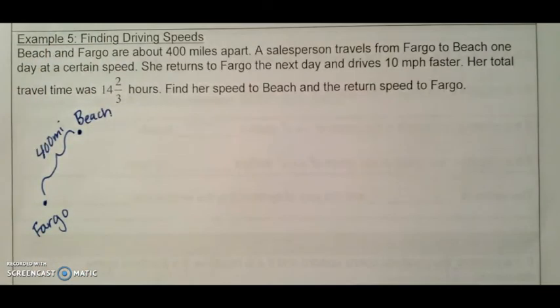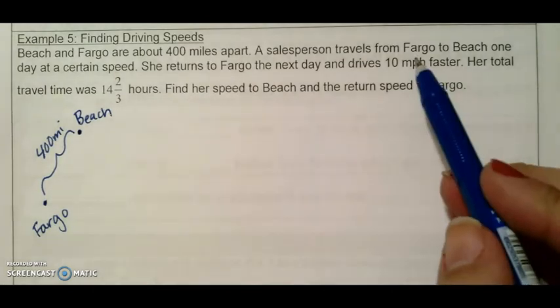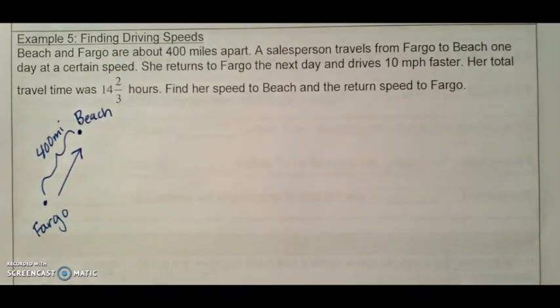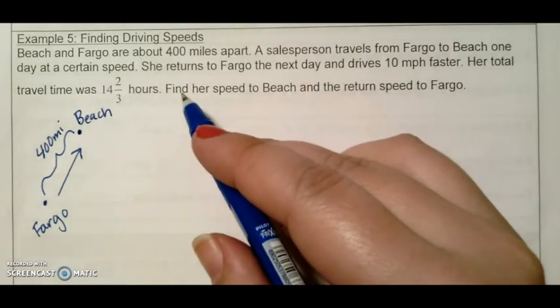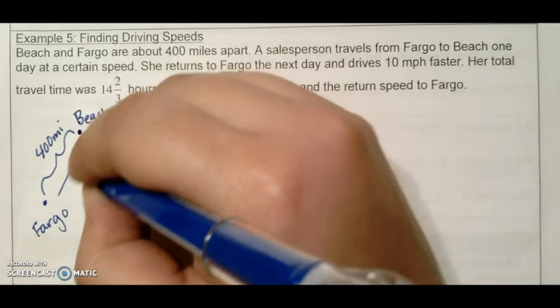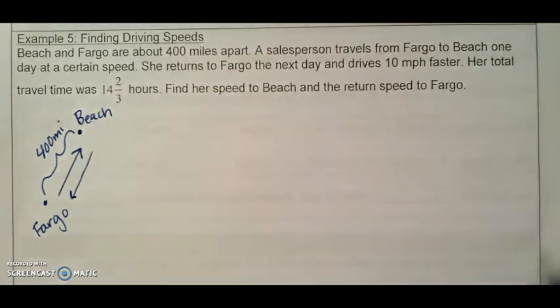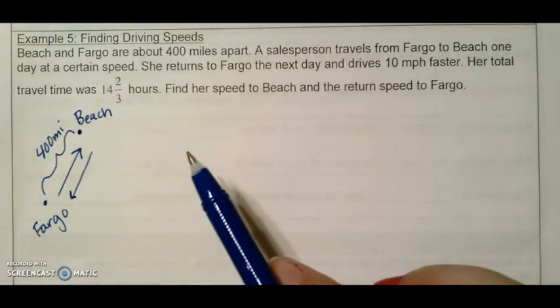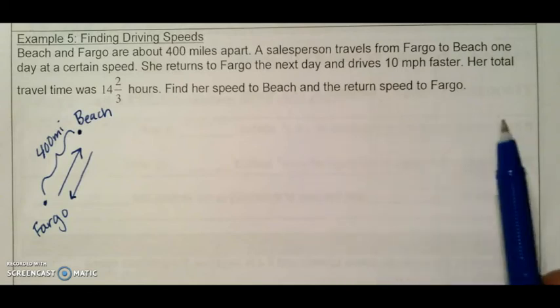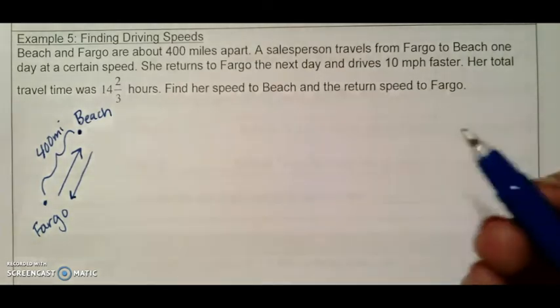A salesperson travels from Fargo to Beach one day at a certain speed. She returns to Fargo the next day and drives 10 miles per hour faster. So from Beach back to Fargo the next day, faster. Her total travel time was 14 and 2/3 hours. Find her speed to Beach and the return speed to Fargo. Okay, this is a distance, rate, and time problem.